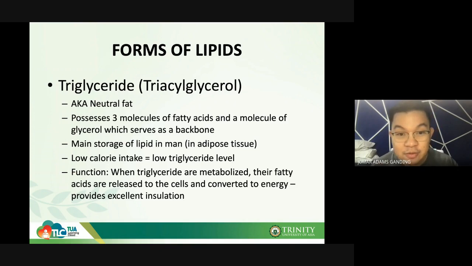So what happens in our bodies is that if your body is already full of fat, full of storage, and you keep on eating excessively, it's like hoarding in real life. You hoard a lot of things in your house, then it becomes cluttered. Similarly, in our body, instead of using up those fats, we keep on eating and eating, then we just accumulate more and more fat in our body.